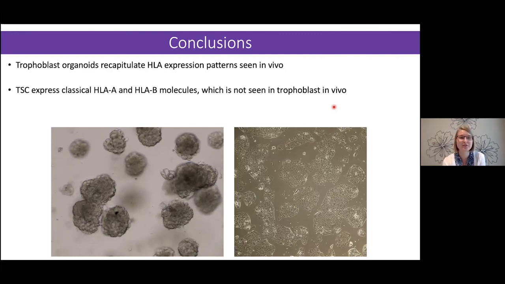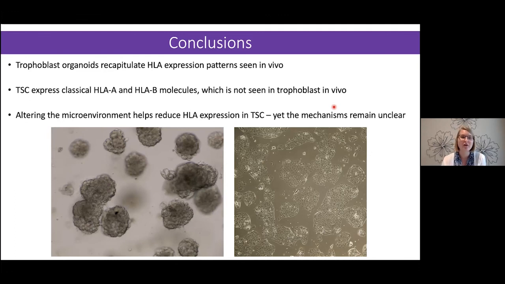However, the TSC do express these classical HLA-A and B molecules, which are not seen in trophoblasts in vivo. So it's important to recognize that if you put these in a co-culture with natural killer cells, the effect that you get may not be representative of pregnancy. And also, altering the microenvironment really helps reduce HLA expression, yet the mechanism is still unclear.